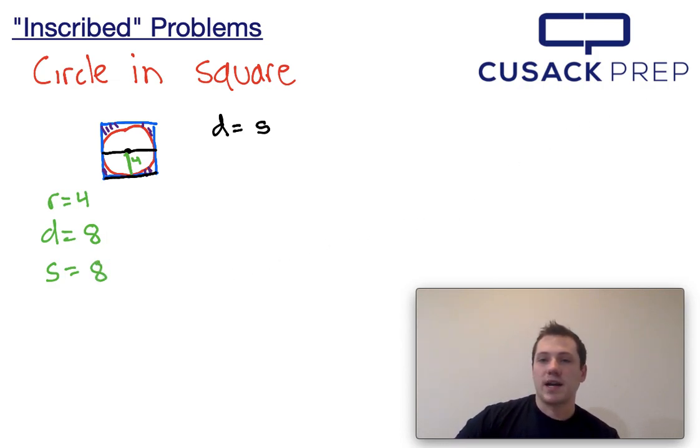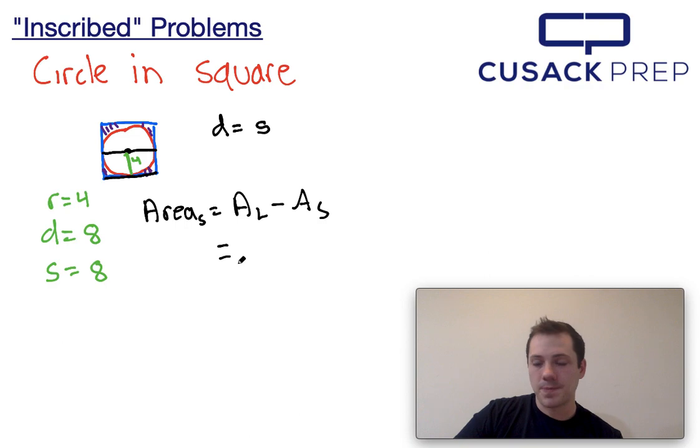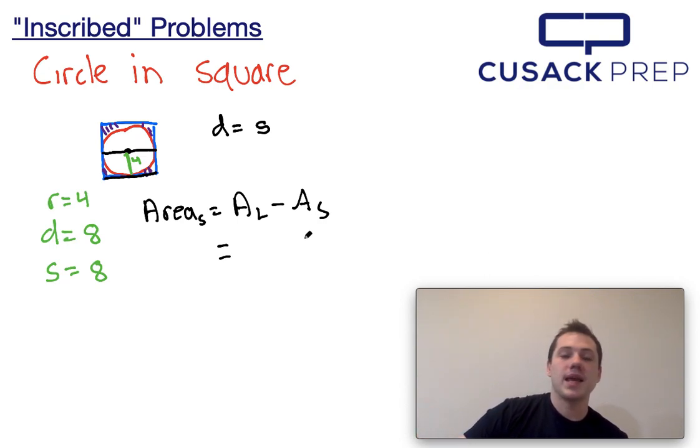Now, if I wanted to figure out the area of the shaded region, generally anytime you have a shaded region, your area of the shaded region is equal to your larger area minus your smaller area. So the larger shape in this case is the square. We know the equation sheet tells us that the area of a rectangle is length times width. The area of a square is just side times side, or side squared. So that would be 8 squared.